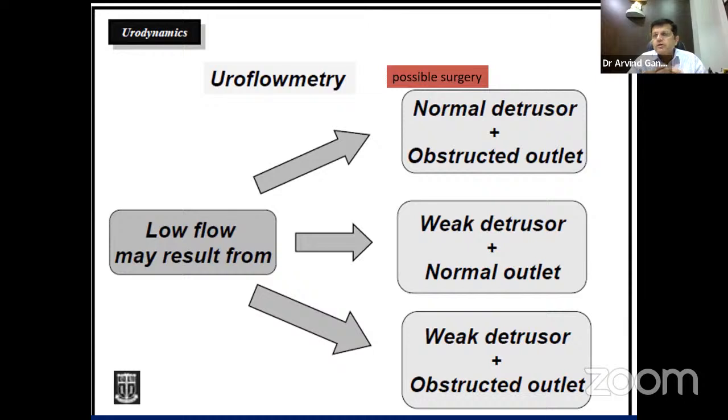It may be a normal detrusor with an obstructed outlet, which might possibly require surgery. The second possibility might be a weak detrusor with a normal outlet, and this definitely requires something called invasive urodynamics, which we will see later on. And the third possibility, a weak detrusor with an obstructed outlet, naturally will also require surgery. So the uroflowmetry tracings will also help you in deciding whether the patient will require surgery, whether the patient will require urodynamics before going ahead with surgery, and so on and so forth.